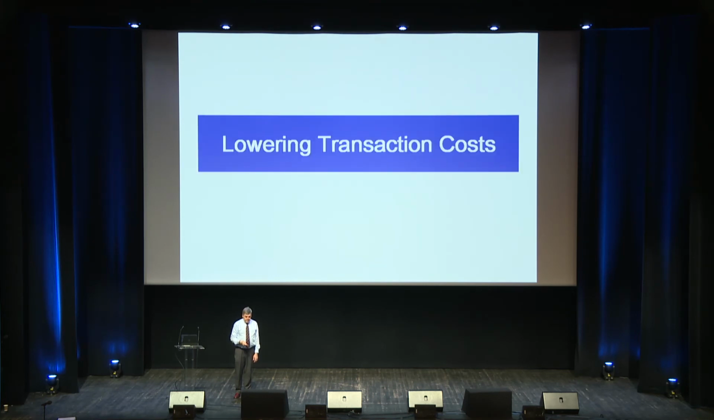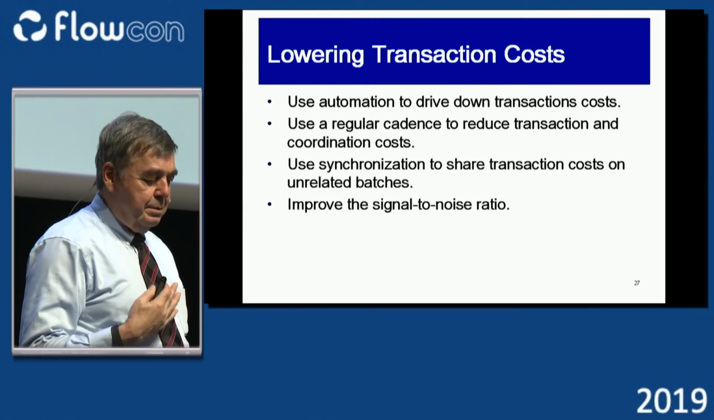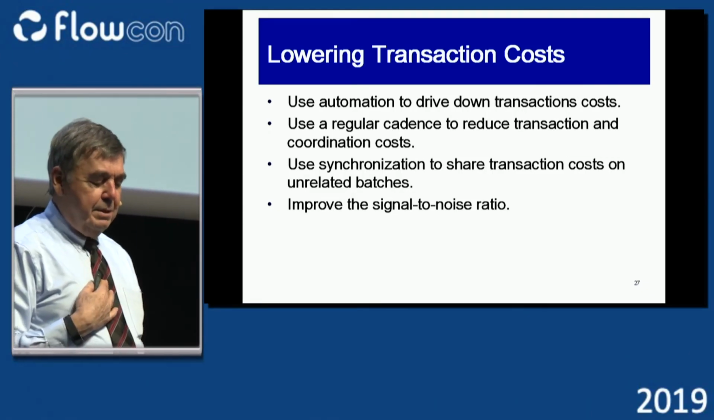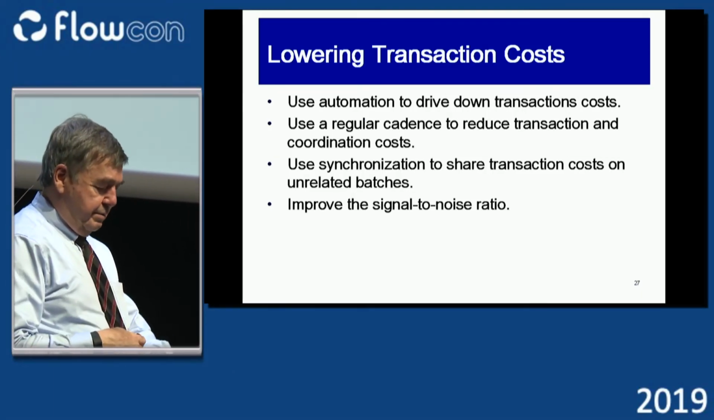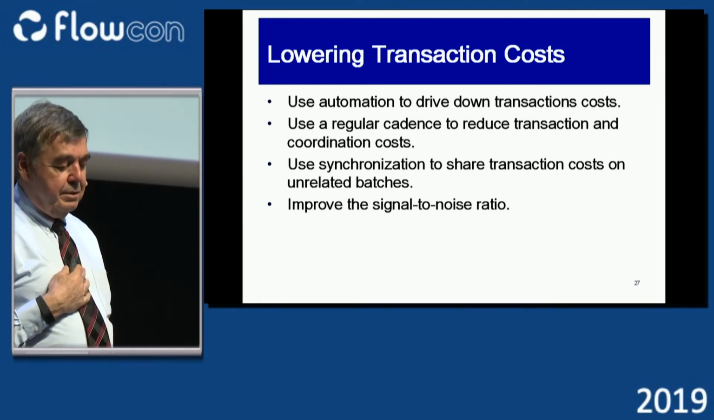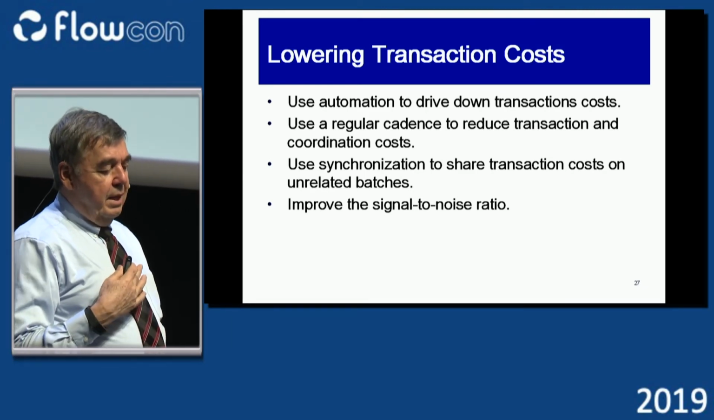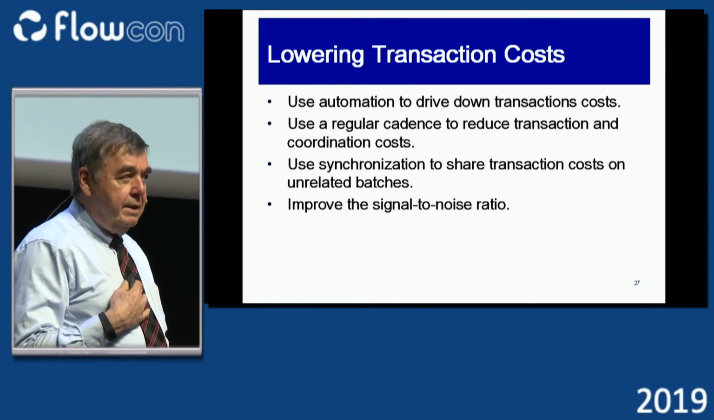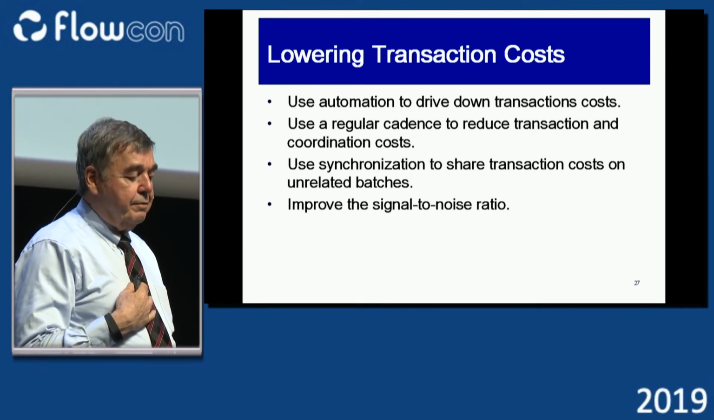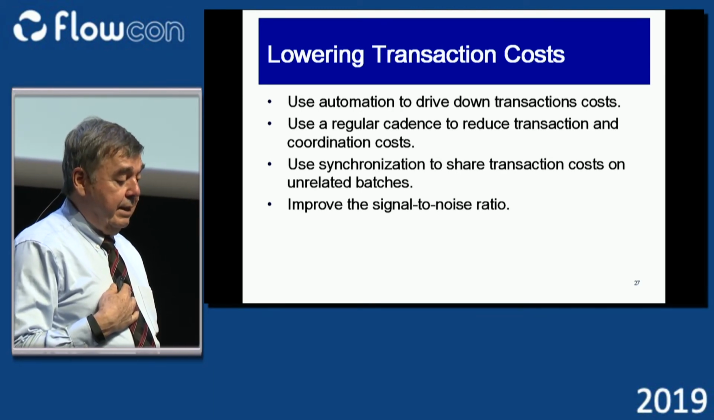Okay, lowering transaction costs. There's a number of things we can do. You've seen most of that in the software industry. We automate to drive down transaction costs. Regular cadences reduce a lot of coordination overhead, and that helps us a lot.